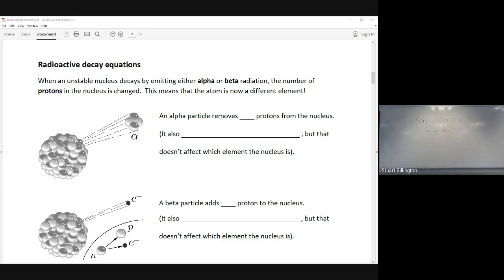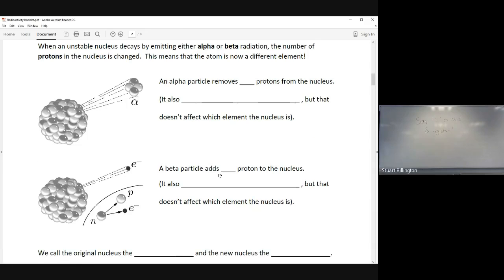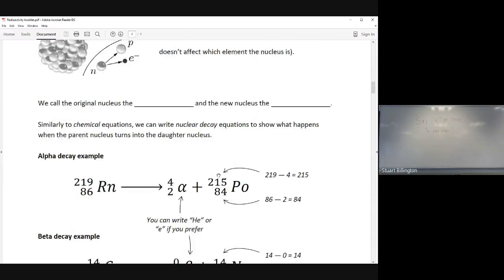Okay, so what's happening here when we remove 2 protons is that it can't be the same nucleus anymore, because whatever nucleus it was before was determined by the number of protons that there was. And we've just lost 2 protons, so it can't possibly be the same atom anymore. So what we need to look at is what atom is it? Okay, so if I scroll down the page a little bit, and we'll see an example of this.